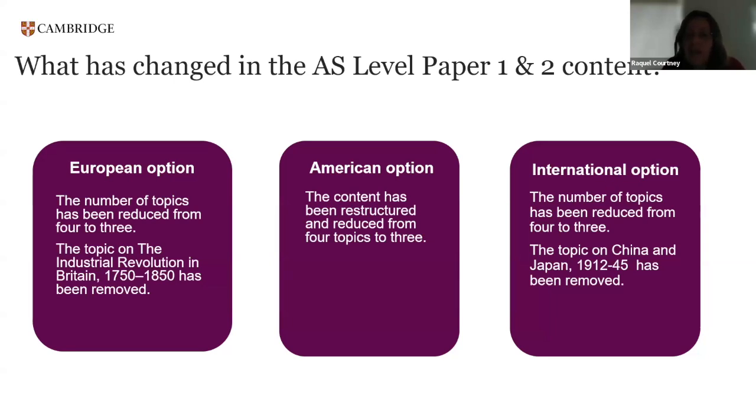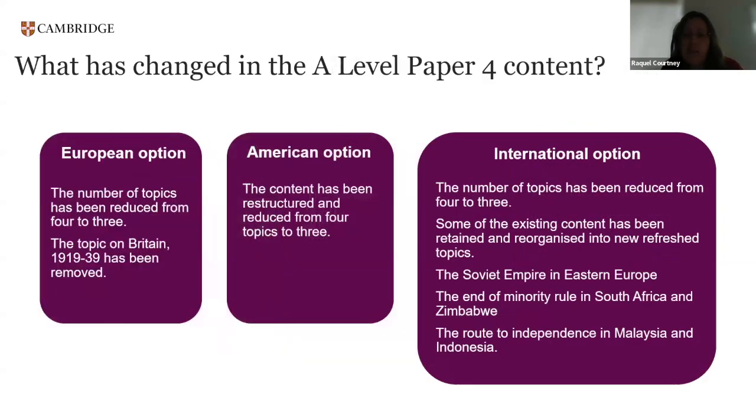And in the international option, the number of topics again has been reduced from 4 to 3. The topic on China and Japan has been removed. In terms of the A-level paper 4 content, the European option, again, we have streamlined the content, reducing the topics from 4 to 3. The topic on Britain, 1919 to 39, has been removed.